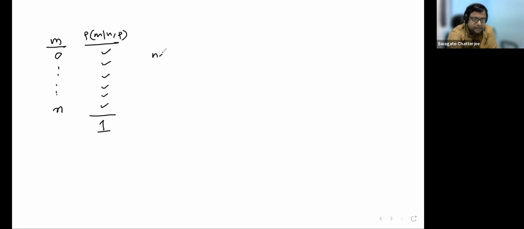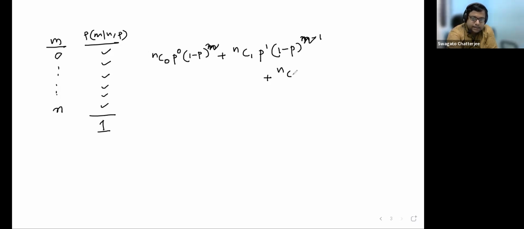So what is this? It is nC0 P to the power 0, (1 minus P) to the power n. That is the first one, right? Plus nC1 P to the power 1, (1 minus P) to the power n minus 1. Plus, sorry, this n.